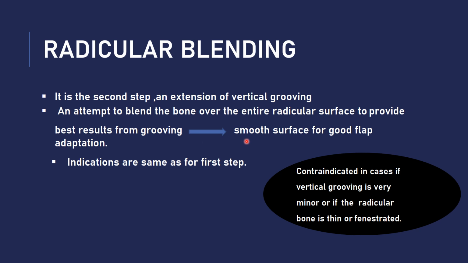So especially we are attaining a smooth surface for good flap adaptation. The indications are the same as before, that is shallow craters and thick bony margins, and only then will we do vertical grooving. So radicular blending will be continued after vertical grooving. It will be contraindicated if the vertical grooving is very minor, or if the radicular bone is very thin and fenestration is there. It is especially for thick ledges, and class 1 and early class 2 furcation involvements will be treated with both procedures, vertical grooving and radicular blending, especially osteoplasty.